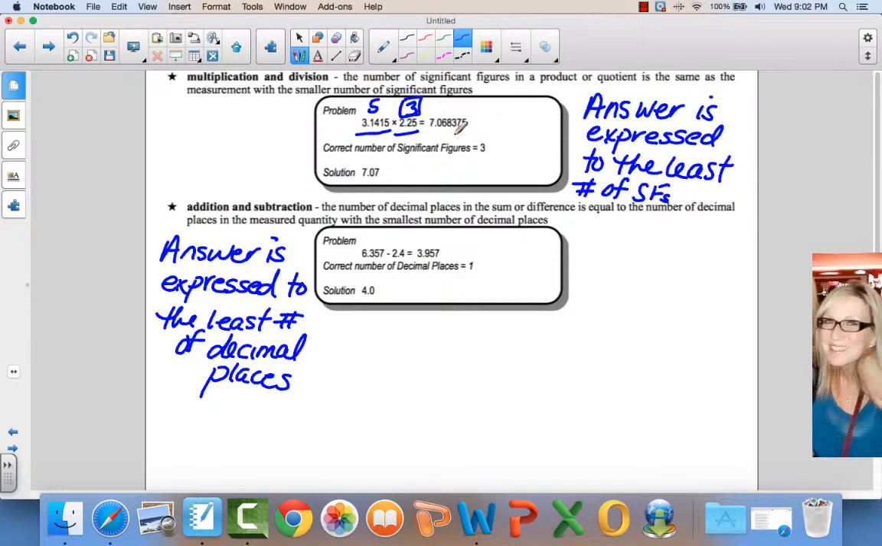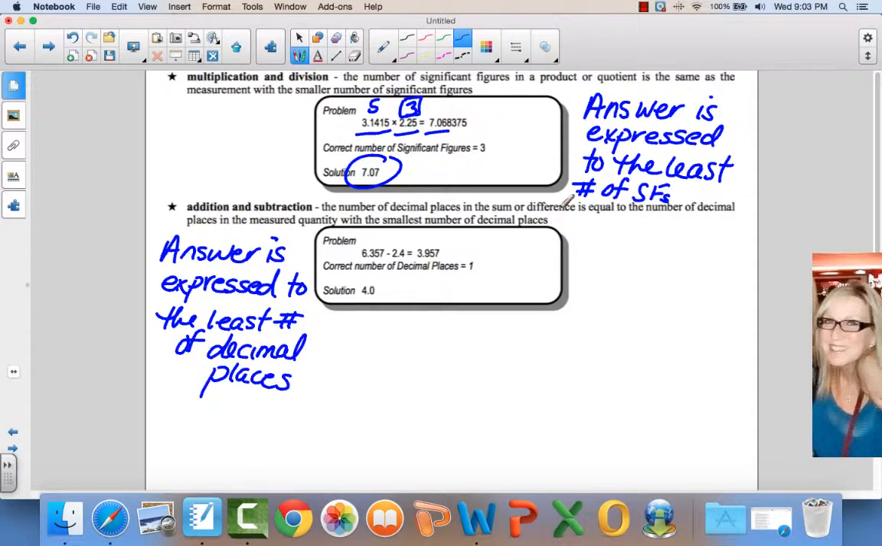I do my math, and then rounding rules apply. 3 sig figs would be 7.06. I look to the right, 8 is greater than 5, round up, so 7.07.